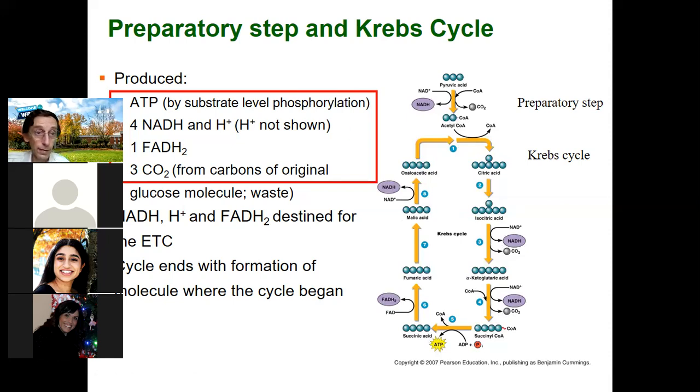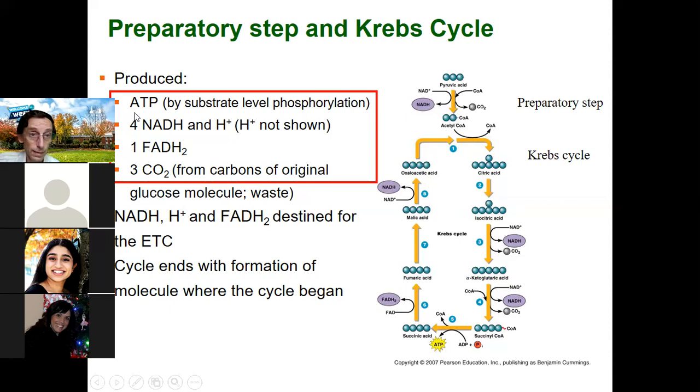In the preparatory step and the Krebs cycle, we do generate ATP right in this step here. We do generate 4 NADH: one in the preparatory step, one right here, one here, and then one here. And we generate one FADH2 molecule right here. Then the pyruvic acid, which is a 3-carbon molecule, is burned into CO2. There's one CO2 here, and one here, for each of the carbons in pyruvic acid.